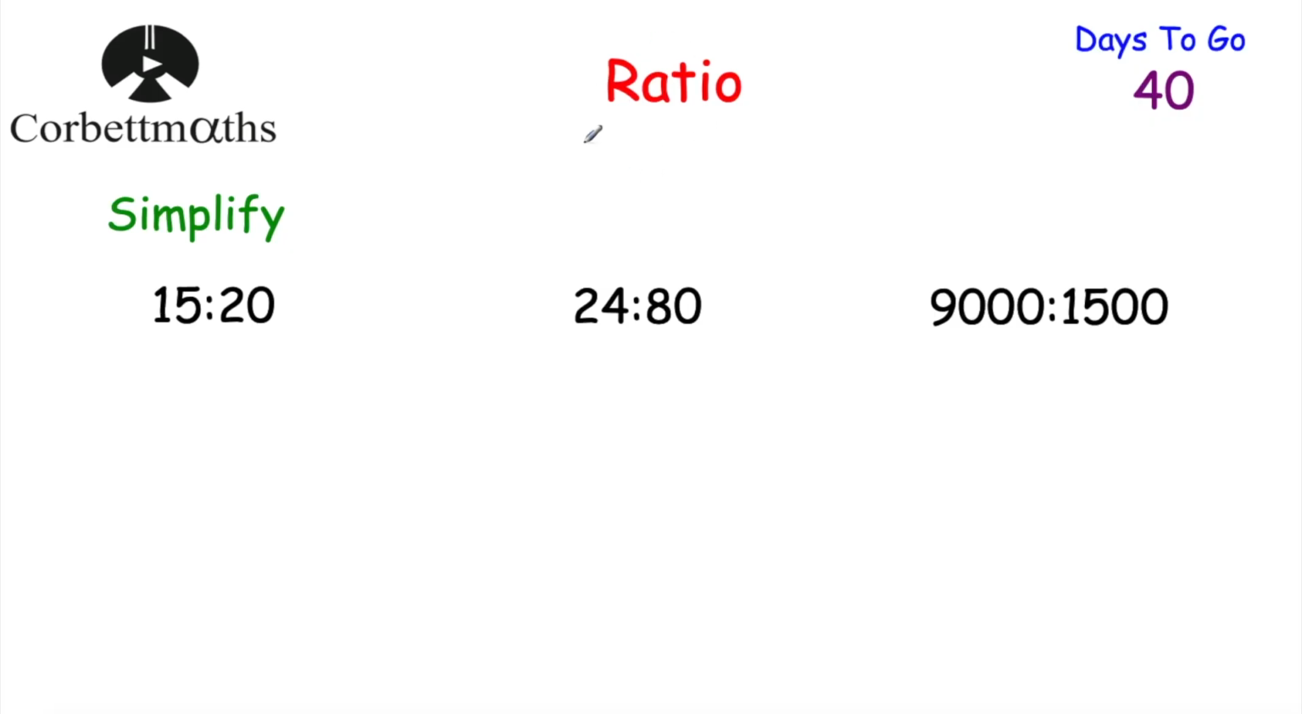Hi, today we're going to be looking at ratio. So to begin with, let's look at simplifying ratios. So here are three ratios. We've got 15 to 20, 24 to 80, and 9,000 to 1,500. Can you press pause now and simplify these ratios?